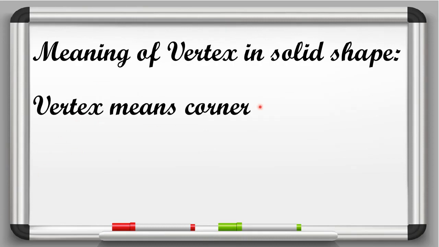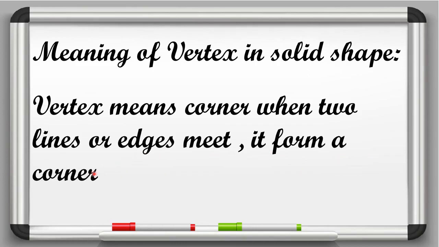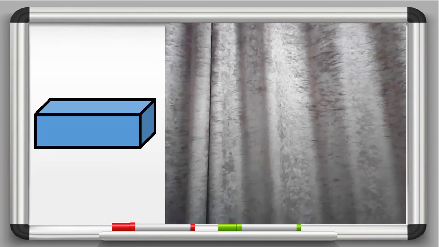वर्टेक्स मींस कॉर्नर. व्हेन टू लाइंस और एजेस meet at a point, it form a corner or vertex. Understood beta? Now beta, I'm going to show you one cuboid shaped object, and then I will tell you how you can count the number of faces, edges and vertex in that.